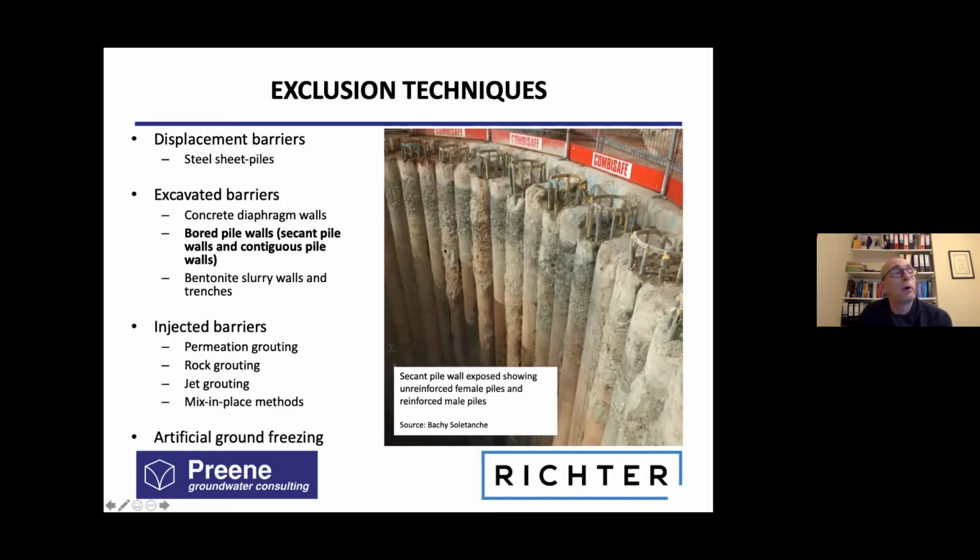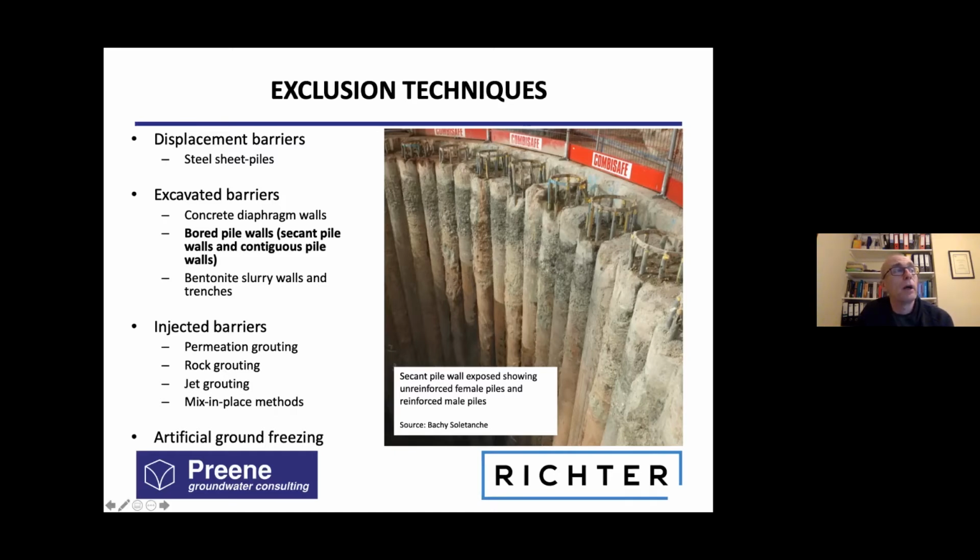This approach uses bored concrete piles that are maybe anywhere from 600 millimeters to maybe 1.5 meters in diameter. And these are installed at a spacing of less than one pile diameter. And because they're spaced at less than one pile diameter, the adjacent piles cut into each other. And therefore, if you do this correctly and get the alignment right, this forms a continuous concrete barrier.